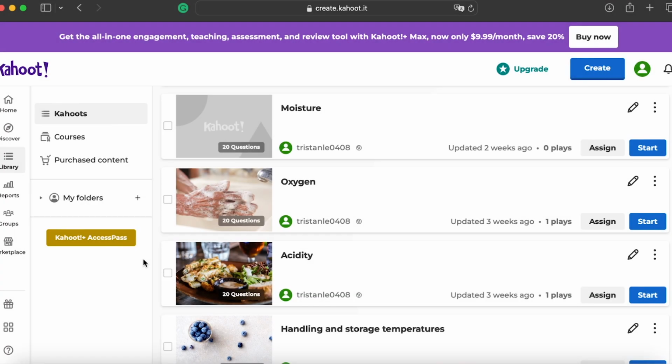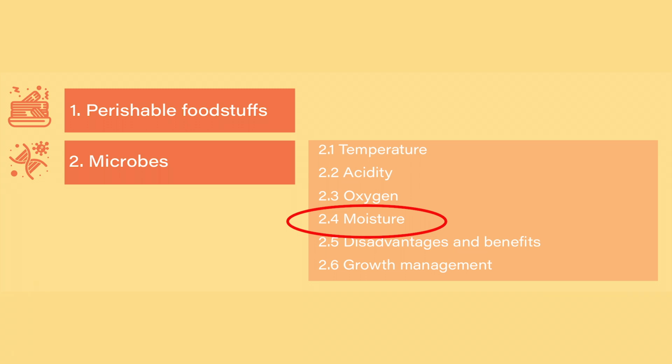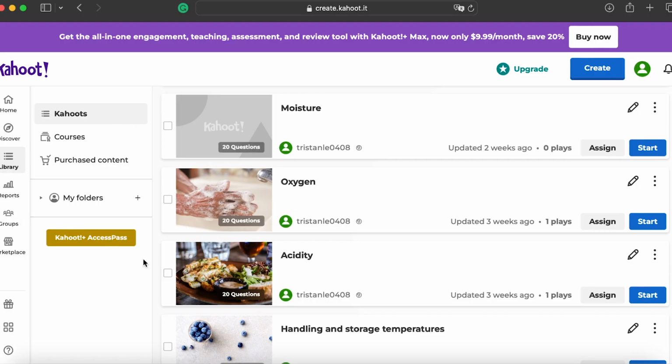Hello everyone. In the previous lesson, we studied oxygen and its importance when applied to food and to producing some of the food we consume every day. This lesson we will study moisture, which is a very important element in perishable food safety. We're going to study moisture and the importance of water inside the food today.